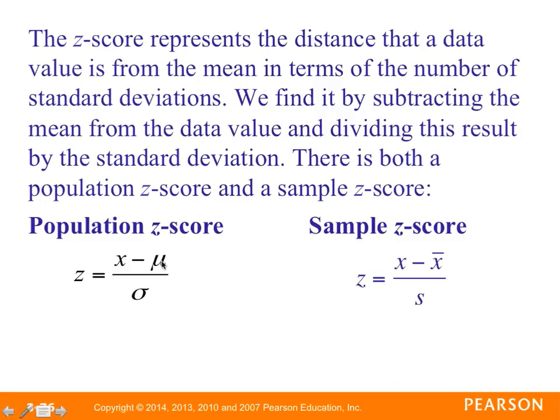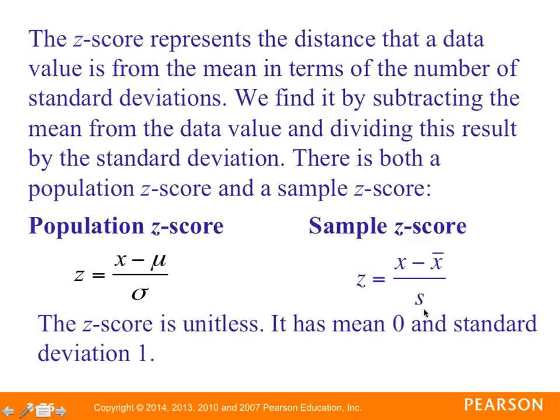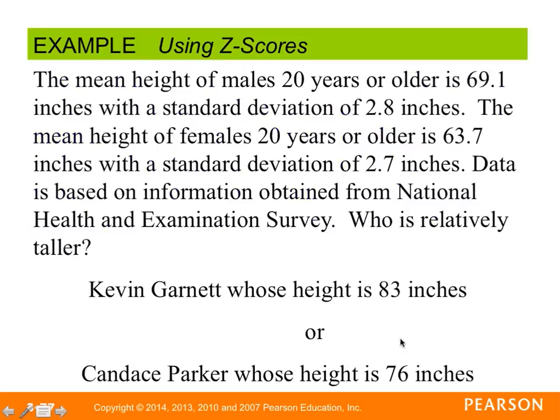All you have to do is take x minus your mean. So when you have a population, your mean is mu. When you have a sample, your mean is x bar. And then you divide by your standard deviation, which is S if you're talking about a sample, sigma if you're talking about a population. Now the z-score is unitless. It has a mean of 0 and a standard deviation of 1.